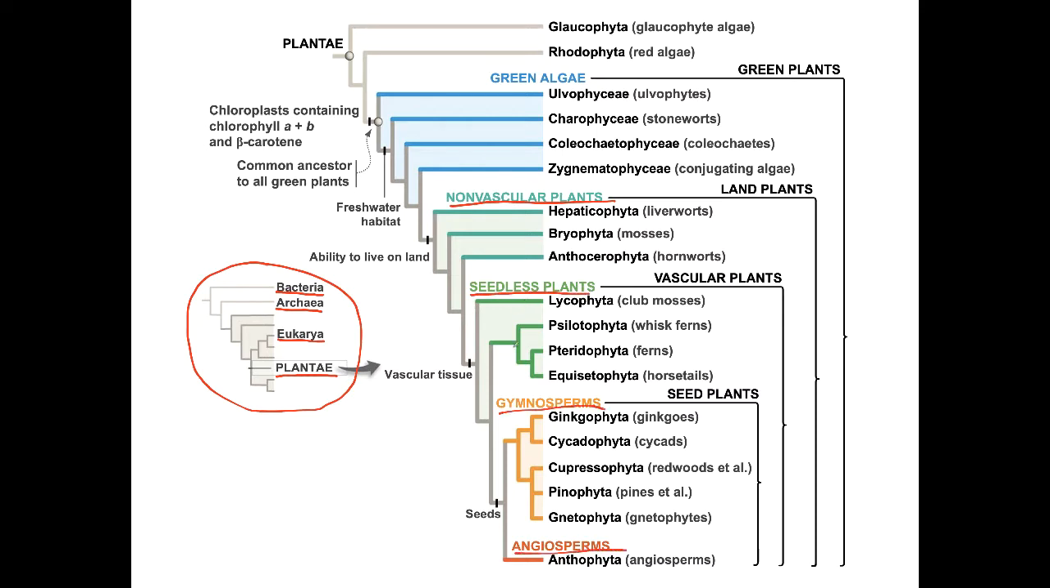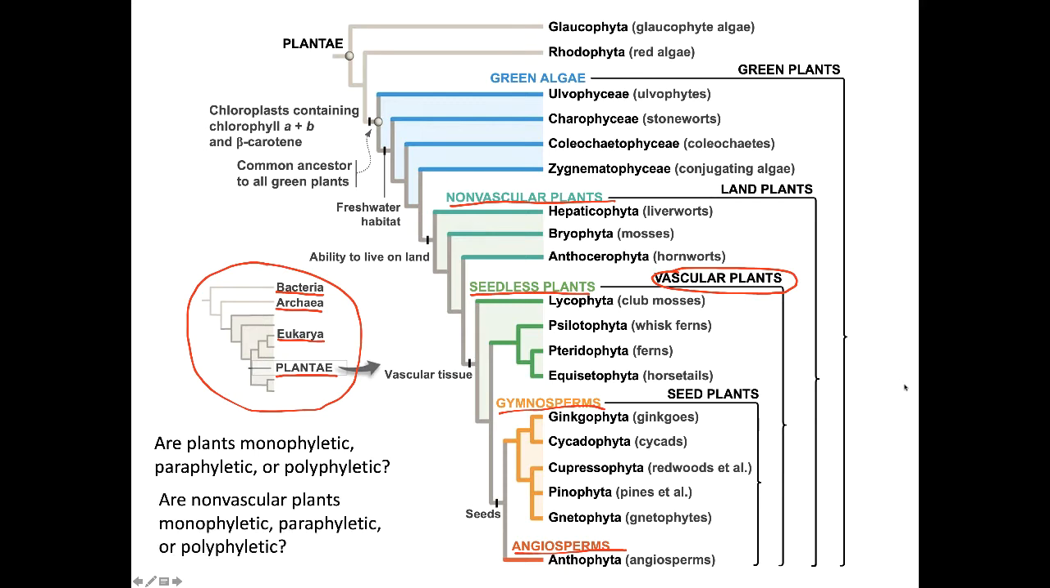These last three, seedless plants, gymnosperms, and angiosperms, are considered vascular plants. And we'll talk about these all quite a bit later, but today we're focusing on the non-vascular plants. And so I want to ask two questions for you to consider. The first, are plants as a group monophyletic, paraphyletic, or polyphyletic? Next, are non-vascular plants monophyletic, paraphyletic, or polyphyletic?